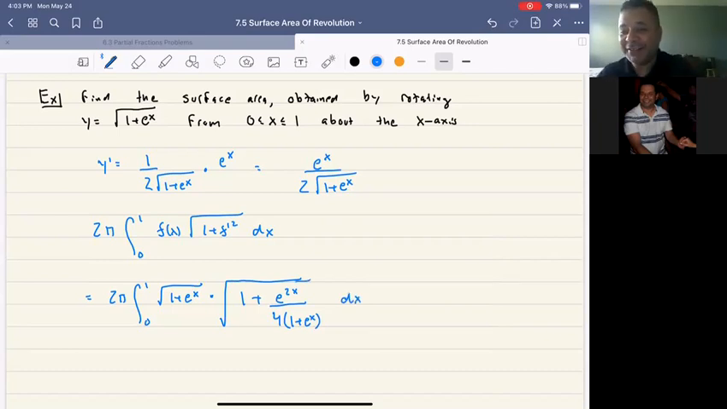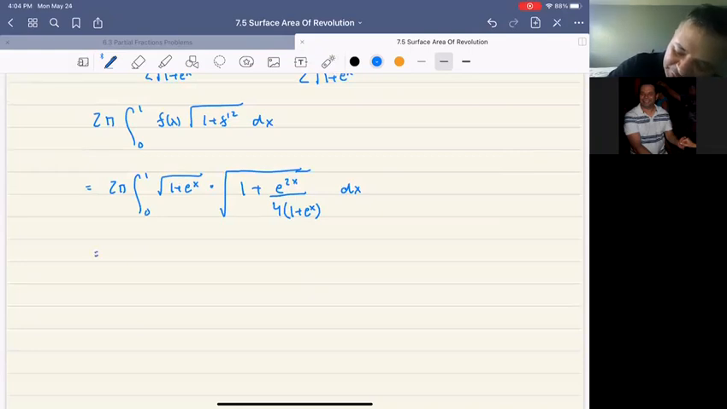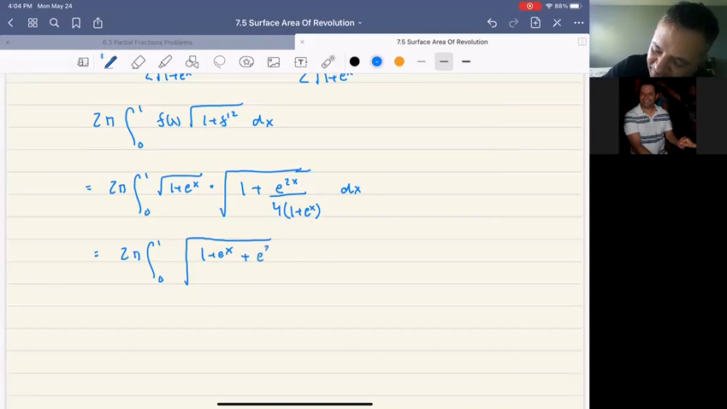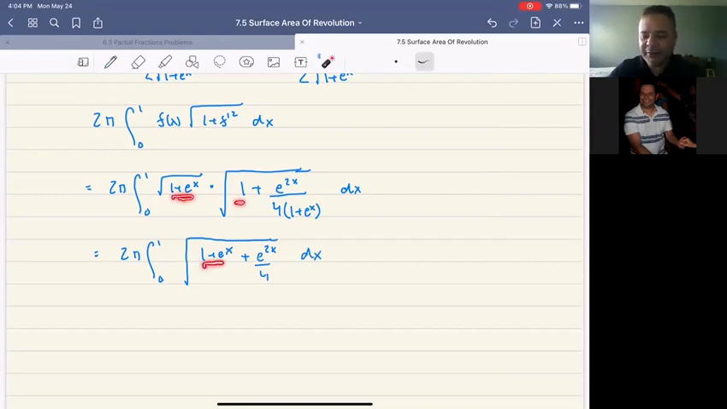That looks nasty, doesn't it? But one thing you have to realize is that with these problems, they're sort of cooked to work in a certain way, all right? So we're going to get 1 plus e to the x plus e to the 2x over 4. Okay, what happened? 1 plus e to the x times 1, that's here. 1 plus e to the x times this, well, this cancels with this, and we're left with this.